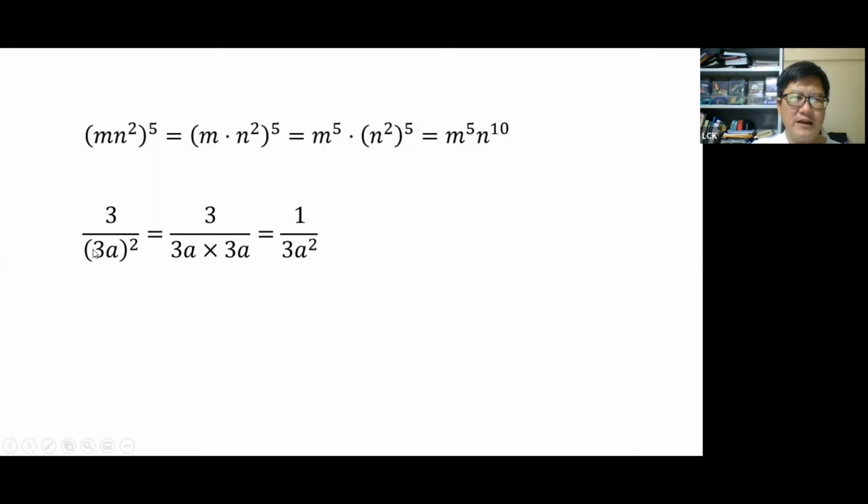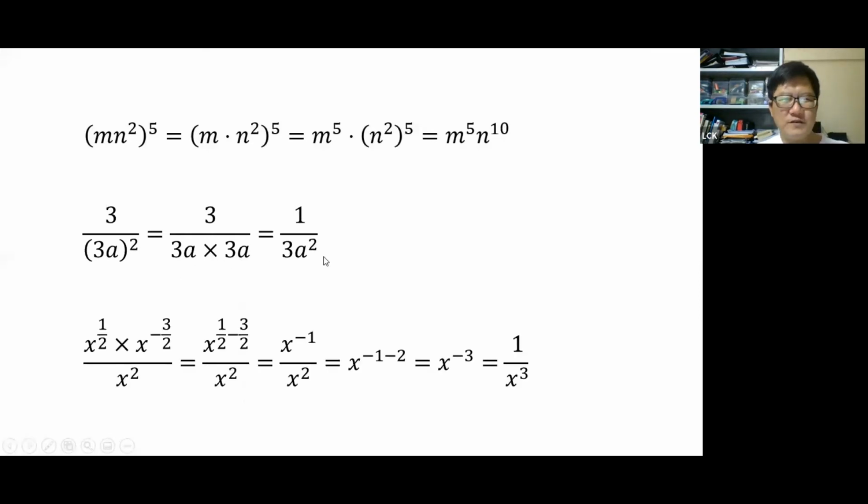All right. So what about this? 3 divided by 3a squared. Anything squared is that times that. So 3a squared is 3a times 3a. That's what it is. So cancel that 3, cancel that 3. You have 1 over 3a squared. Simple. Whoa, this looks kind of tough, huh? All right. But again, it's simple.